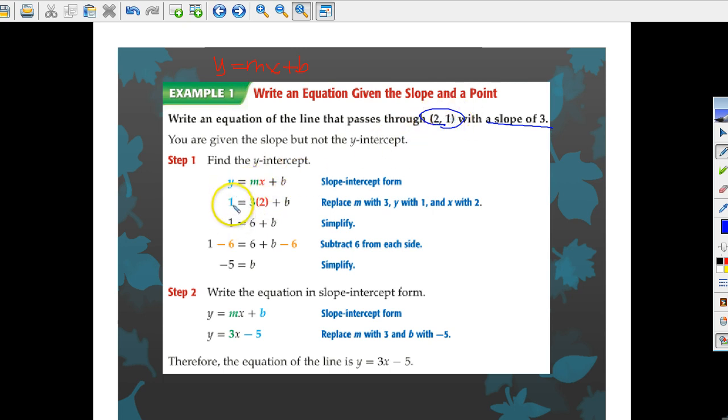So now you have 1 = 3 times 2, which is 6, plus b. I'm going to find out what b equals by subtracting 6 on each side, which gets rid of this. Now you have b = -5. So now we found b, the y-intercept. We already knew the slope is 3, so we're going to rewrite it: y = 3x - 5. This is your final answer.